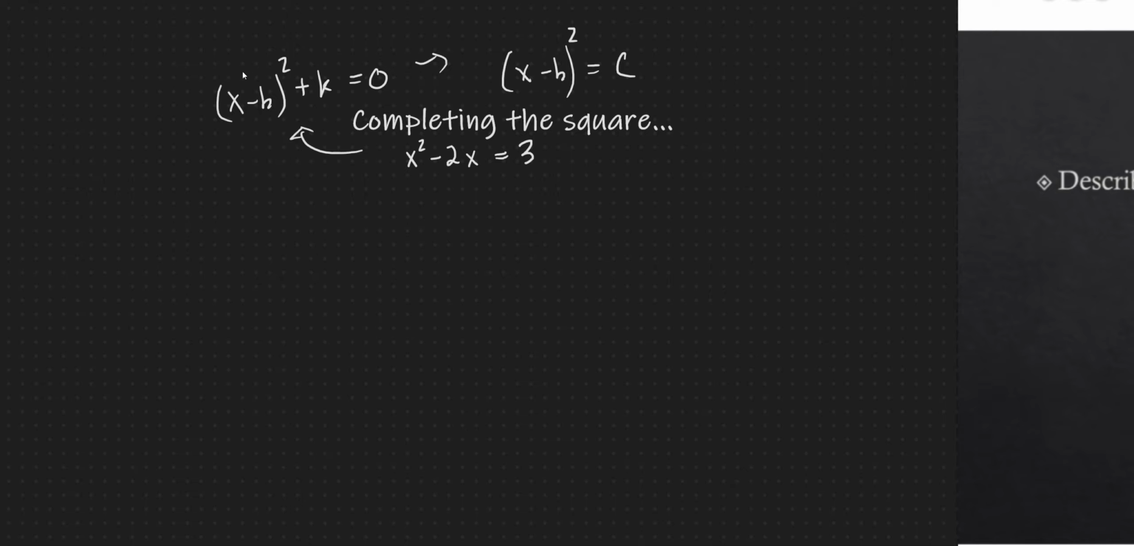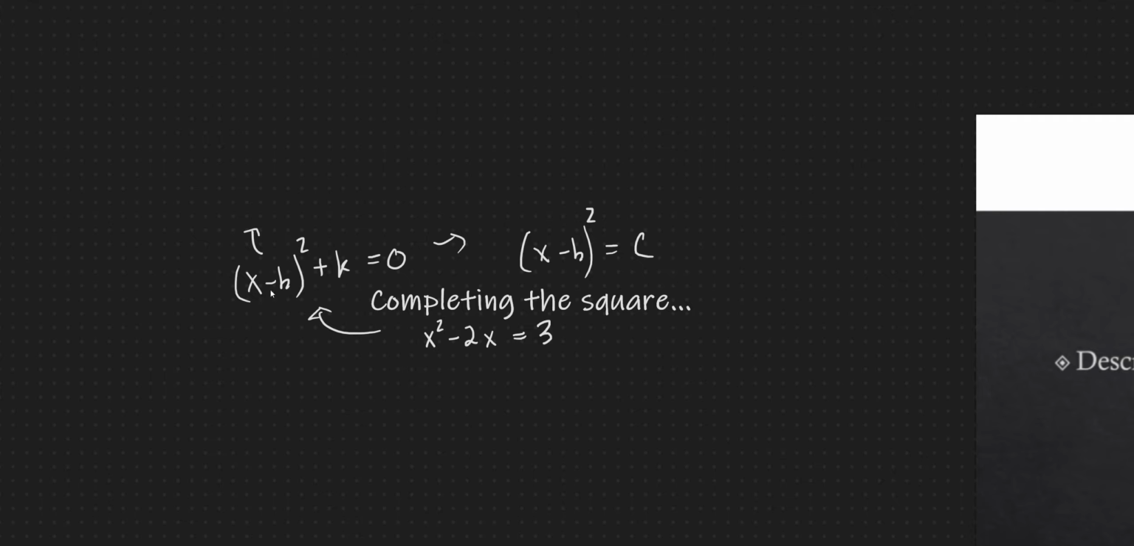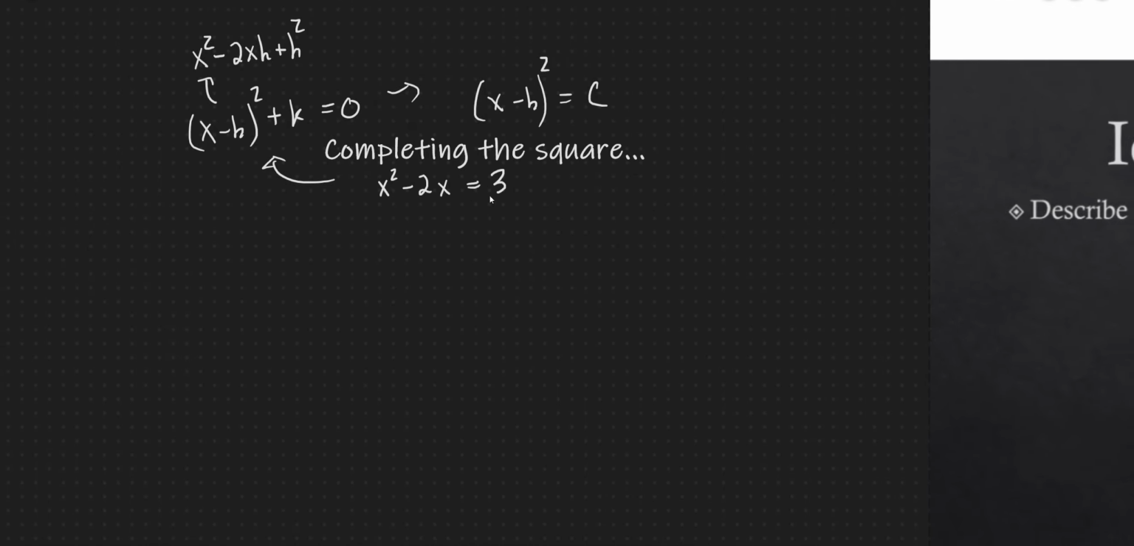Well, I need to remember what it looks like when I expand something like this out. That's my first step. x minus h squared is x squared minus 2xh plus h squared. So this center term, the coefficient on the x, has a 2 in it, and then we have an h squared here. What I want to identify here is what the h should be. So if I go back down to here, I have x squared minus 2x equal to 3. I want to add something to this or subtract something in order to simplify this.